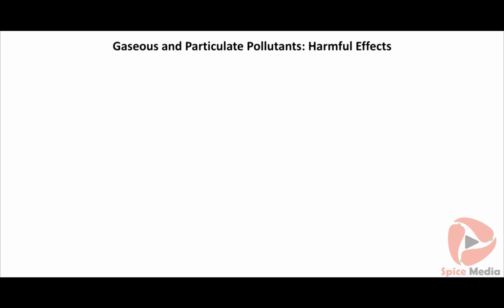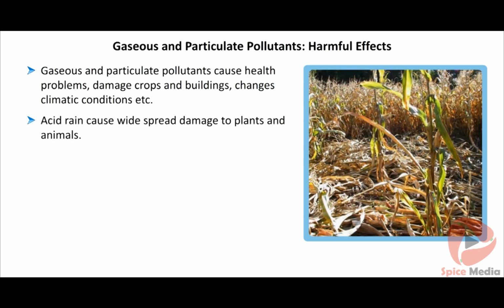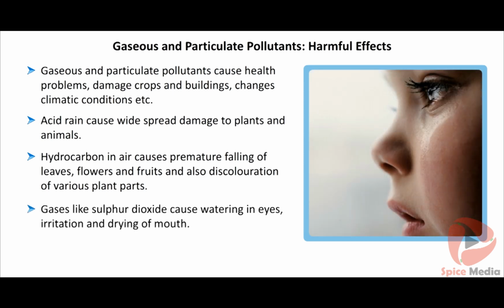Gaseous and particulate pollutants, harmful effects. Gaseous and particulate pollutants cause health problems, damage crops and buildings, change climatic conditions, and so on. Acid rain causes widespread damage to plants and animals. Hydrocarbon in air causes premature falling of leaves, flowers, and fruits, and also discoloration of various plant parts. Gases like sulfur dioxide cause watering in eyes, irritation, and drying of mouth.